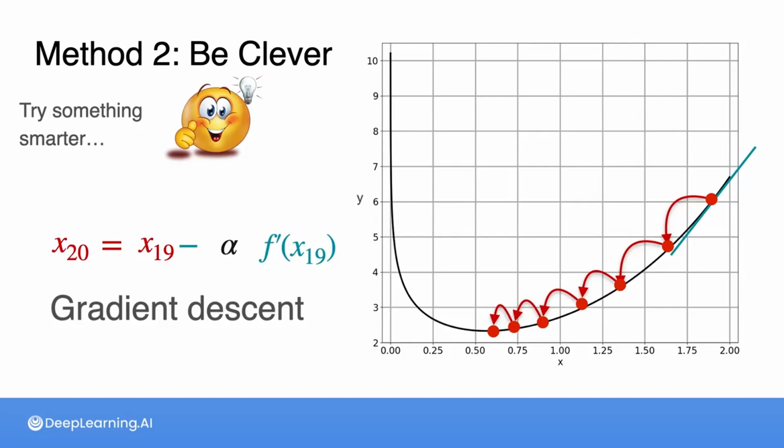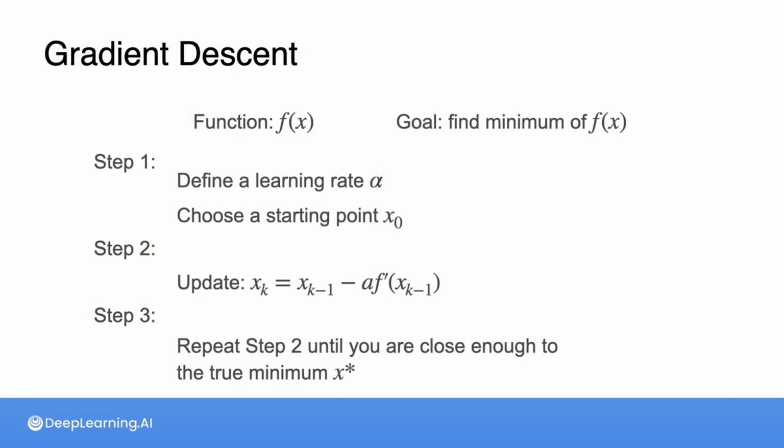So here is the algorithm in short. You start with a function f of x, and the goal is to find the minimum of f of x. So first you define a learning rate, and you choose a starting point. And then you do the updating step, which is x_k equals x_{k-1} minus alpha times the derivative at x_{k-1}. And then you repeat this step until you're close enough to the true minimum. You can tell that you're close enough to the true minimum when your steps don't really change that much.